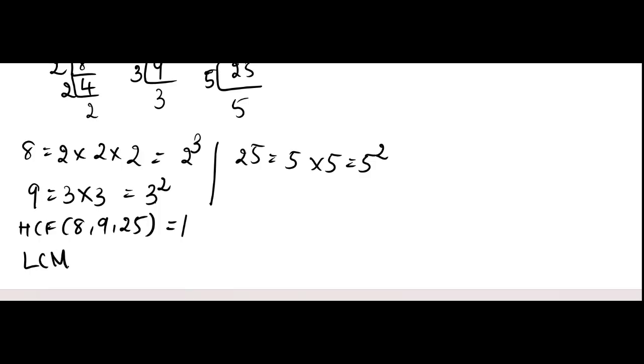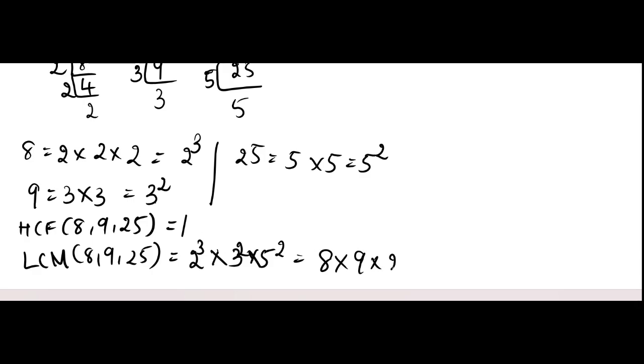Then LCM, least common multiple of 8, 9, 25. What and all primes are there? We will write that first. 2 is there, 3 is there, and 5 is there. Then the highest power. Highest power here is 3, here is 2, and again here is 2. If possible, you can simplify this: 8 into 9 into 25, that is 72 into 25. You can stop here.